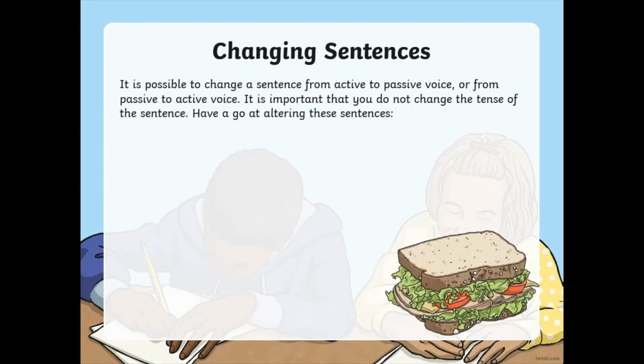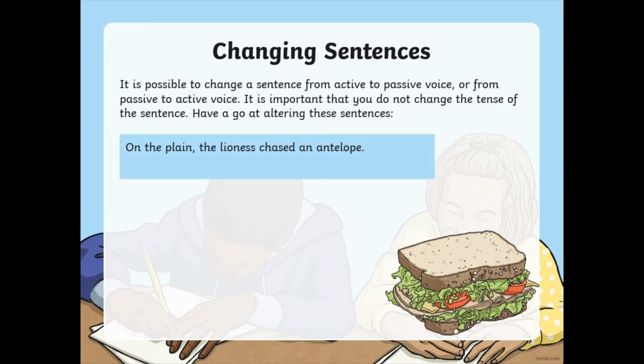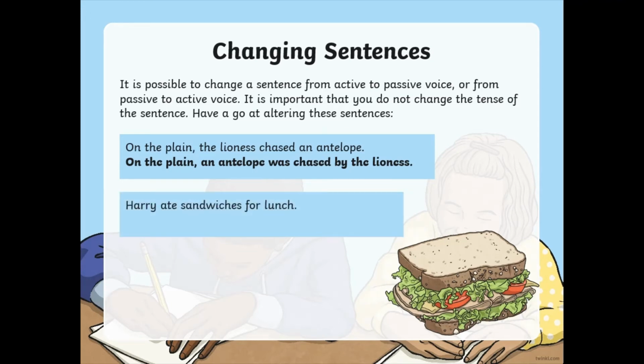Now, it's possible to change a sentence from active to passive voice, or vice versa. We've done all this before. So, on the plain, the lioness chased an antelope. How would I rewrite that as a passive sentence? On the plain, an antelope was chased by the lioness. Harry ate sandwiches for lunch. Can you change that active sentence to a passive sentence? Sandwiches were eaten by Harry for lunch.